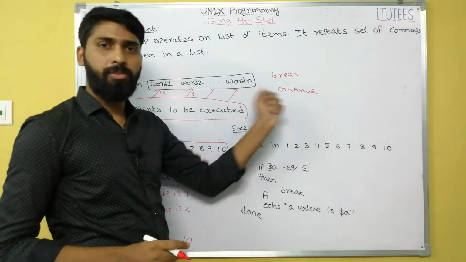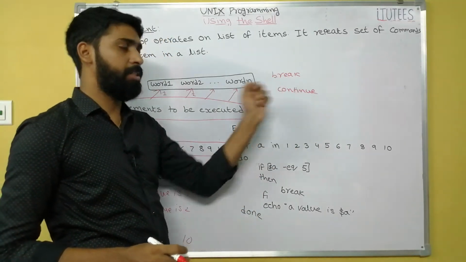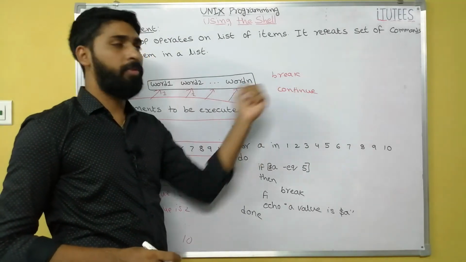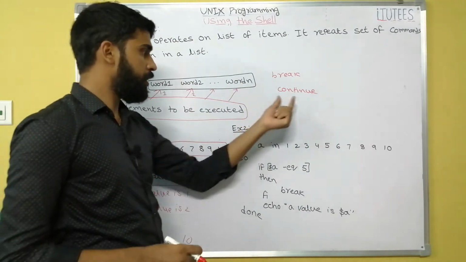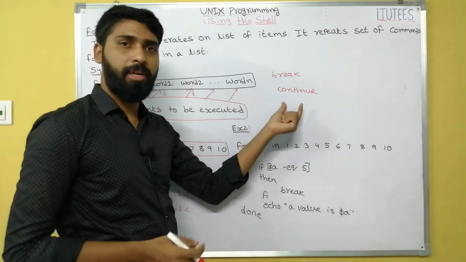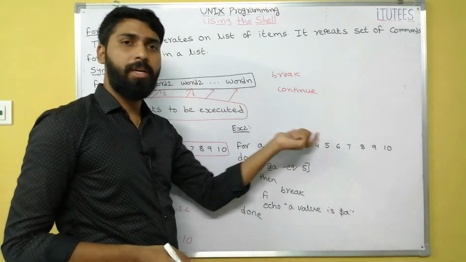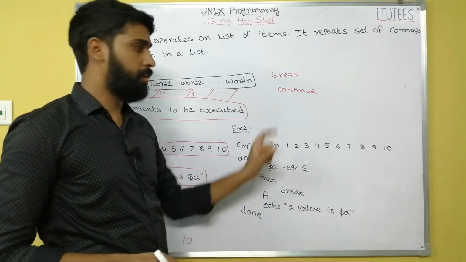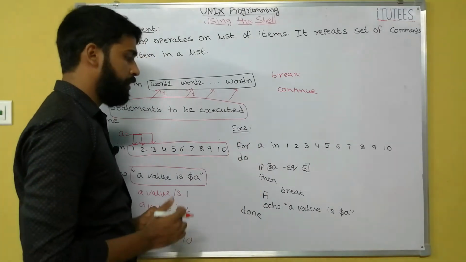So break means if you are using this statement, if the condition is satisfied, the loop will be terminated. If you are using the continue, then if it satisfies the condition, it skips the remaining instructions to execute. Now we discuss with one example.